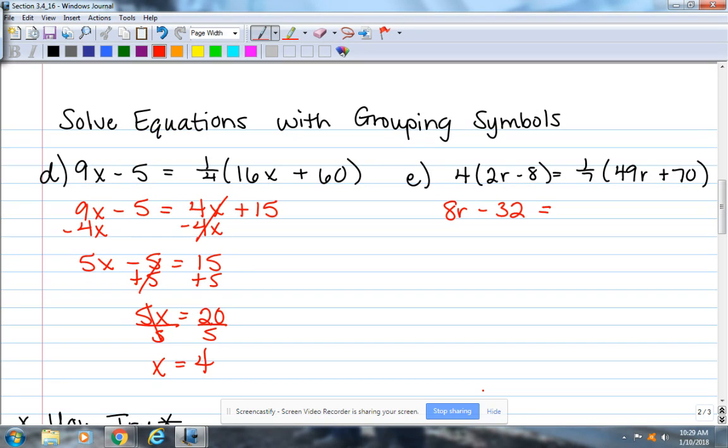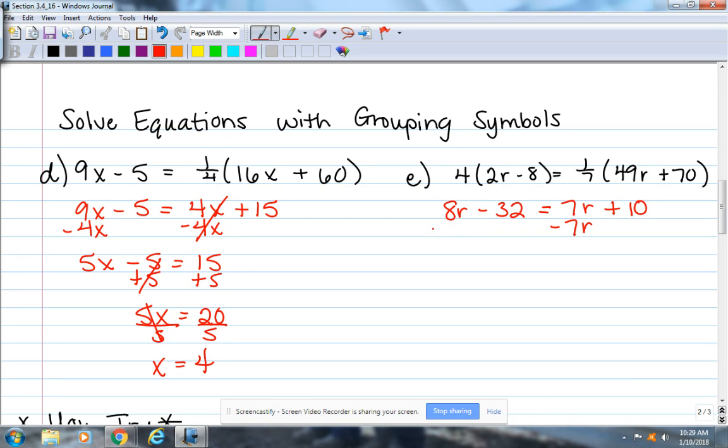Okay. And using the same thing we did a while ago, what's 1/7 times 49r? 7r, good. And what's 1/7 times 70? 10. All right, any questions on distributing that? All right, let's get our r's together. What do we want to do?